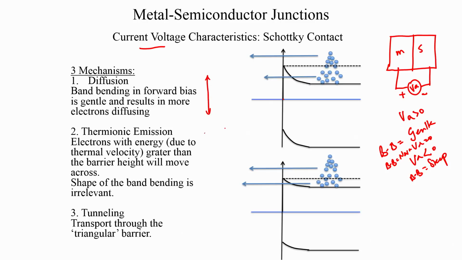Now, thermionic emission is a little different. What thermionic emission says is that irrespective of what this band bending looks like, we really do not care about the band bending. We only know that the barrier that we need to cross from the semiconductor to the metal side, we have to cross this barrier, and from the metal to the semiconductor side we have to cross that barrier, and we only look at those electrons that have got a large enough energy and large enough velocity.